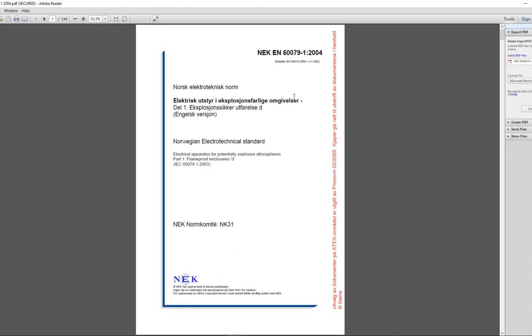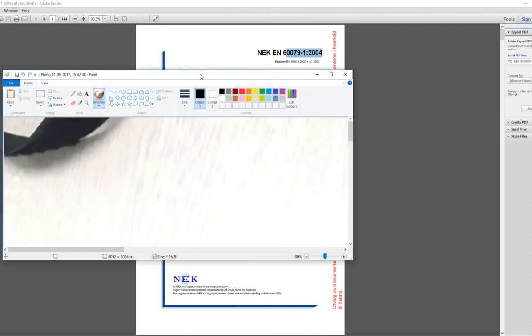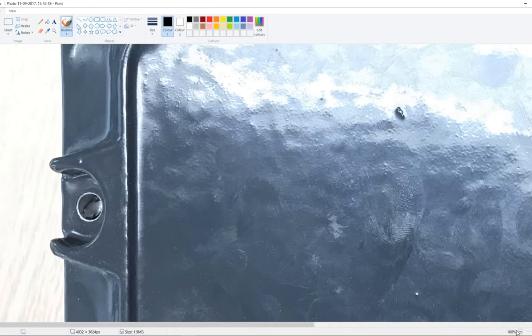Make sure that you are using the same standard, the same version or year as the equipment marking on the equipment and the certification documents. The equipment we're looking at today is an EX junction box. It looks like this one.